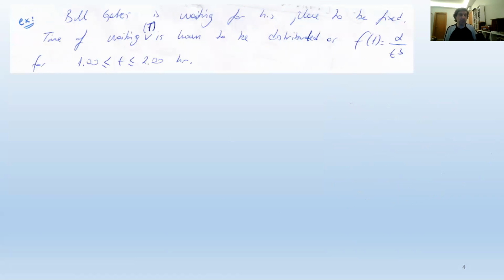All right, now a question. Let's say that a rich person, and here's Bill Gates, it may be anyone that you like, is waiting for his plane to be fixed. There's a problem with this plane. And the time of waiting, let's call this random variable t, is known to be distributed. How this is known may be due to prior experience, or those planes are known to take that much waiting time to be fixed. It is shown with this expression.